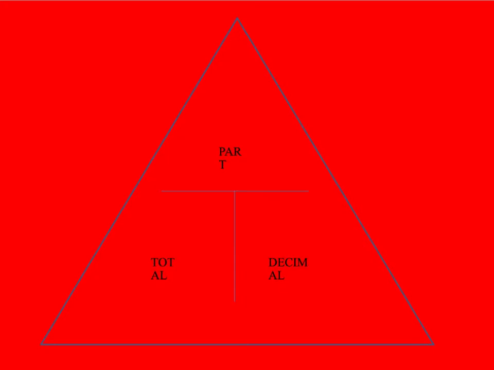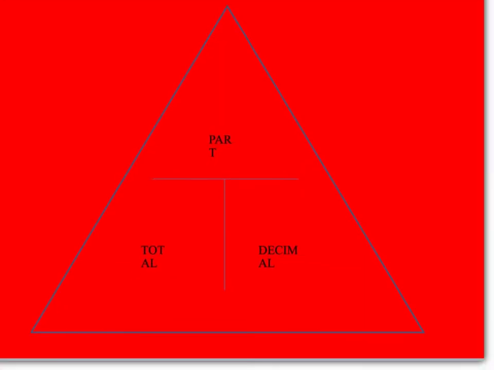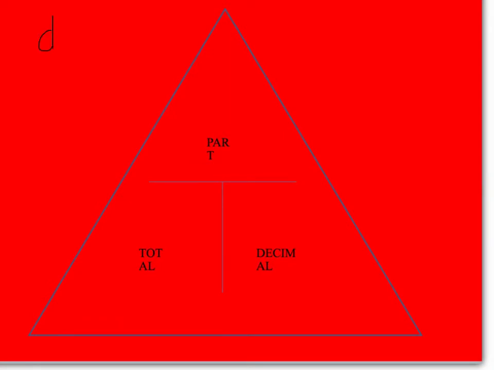So this looks familiar to our density triangle. Density equals mass over volume. Density, mass, volume. And it was like this. Same thing here. So whatever you're looking for, cover it up, and then you can times or divide to find the rest. So if we were looking for the decimal, like we normally do, it's part over total.